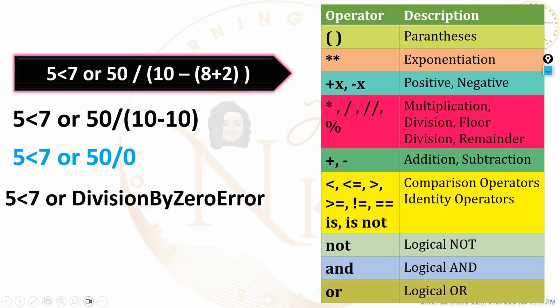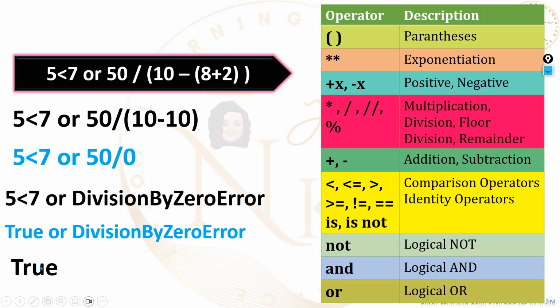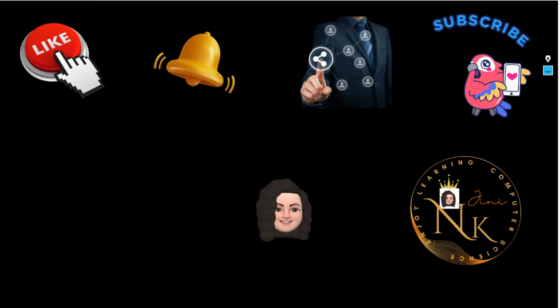Now, don't mind that. Is 5 less than 7? Yes. So True or division by 0. In the OR operator, when the first operand is True, the output will be the first operand. So this is the output. Even though you have the second operand as an error, it does not matter. It will take the first operand as the output. Hope you are clear with this.